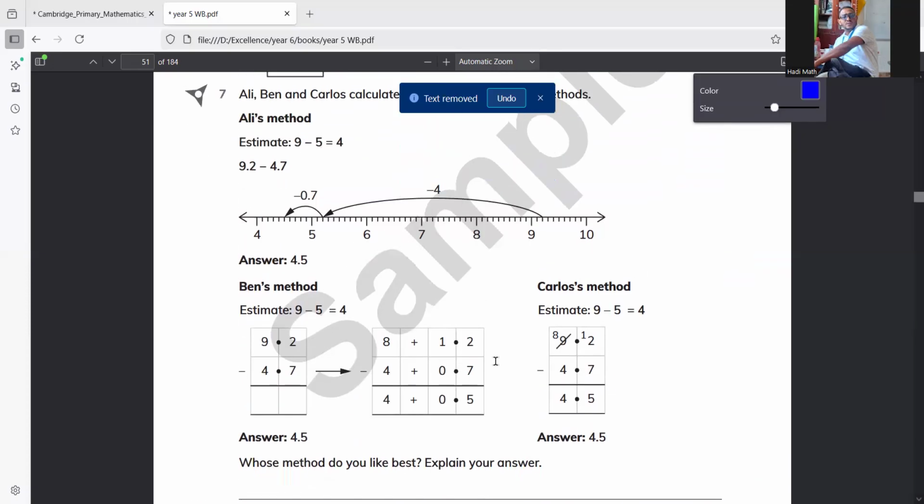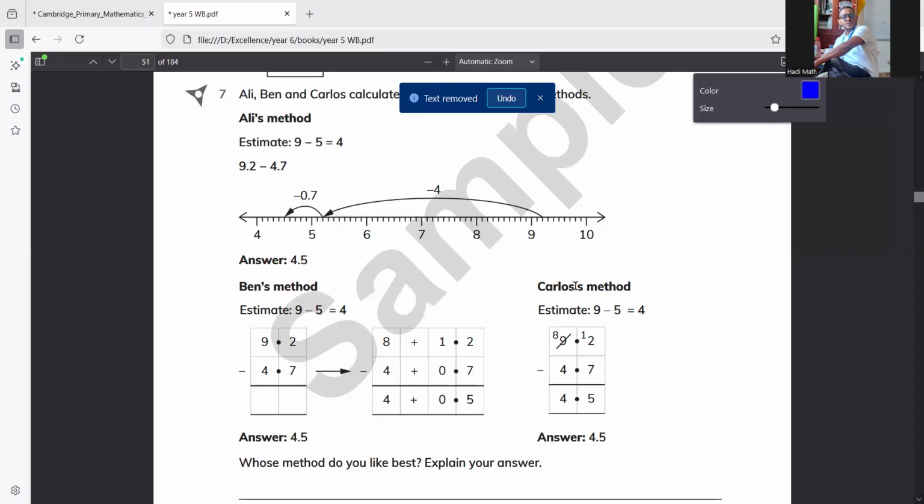Now we have here Ben's method. He estimated, he said 9 minus 5 is equal to 4. Then he wrote them like that. 9.2 minus 4.7. He broke the 9 into 8 plus 1.2, and he broke the 4 into 4 plus 0.7. He did 1.2 minus 0.7, and when he subtracted, that gave him 0.5. And 8 minus 4 is equal to 4. Then he added those together, 4 plus 0.5 is equal to 4.5.